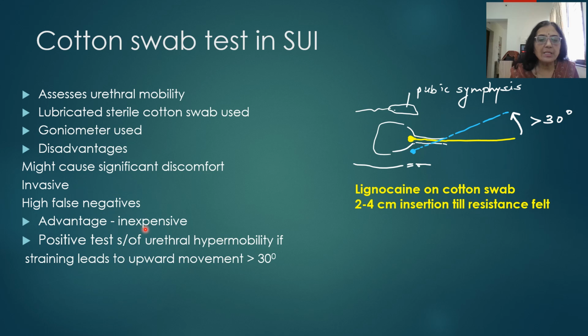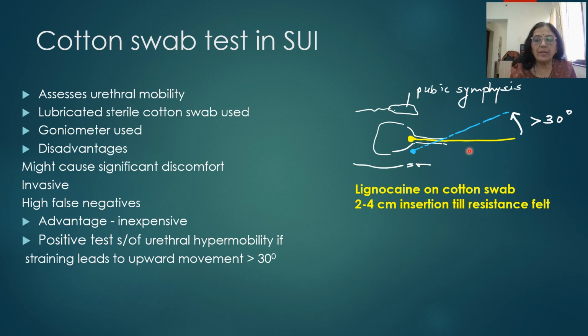Its advantages: it is inexpensive, and you can do it in an OPD, the outpatient department also. It doesn't need any anesthesia, and this is the advantage. A positive test is suggestive of urethral hypermobility if straining leads to upward movement of this cotton swab by greater than 30 degrees.